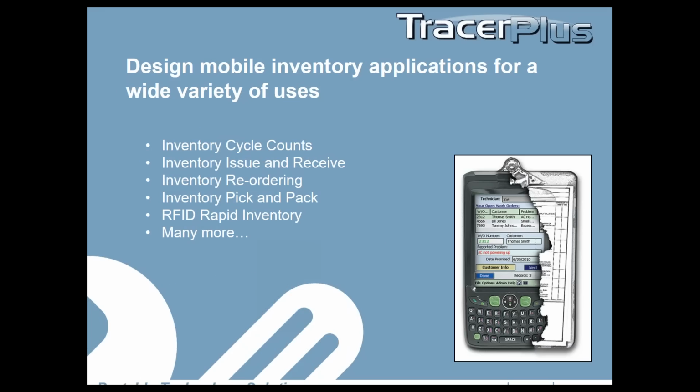All right, so you can design mobile inventory applications for a wide variety of uses. So you can create inventory cycle count apps, inventory issue and receive apps, inventory reordering, so you can check stock levels, and when they hit a certain level, you can have something automatically reordered by sending out an email. You can also do inventory pick and pack type applications, where you're picking and packing product against an order. And as I mentioned before, we can do rapid inventory with RFID, as well as many more.